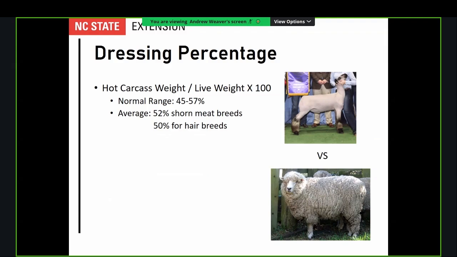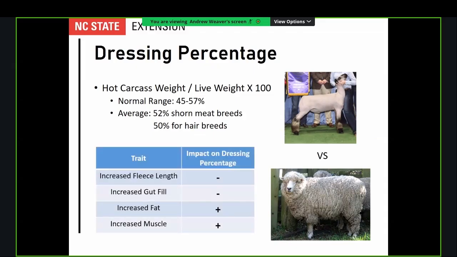There are a lot of factors that are going to impact what this dressing percentage is. Average is probably a little over 50% for sheep that are shorn, short-fleeced, meat breed, meat type animals. It's probably closer to 49 or 50% for a lot of our hair sheep. We'll talk about the reasons and some of those factors that impact that.